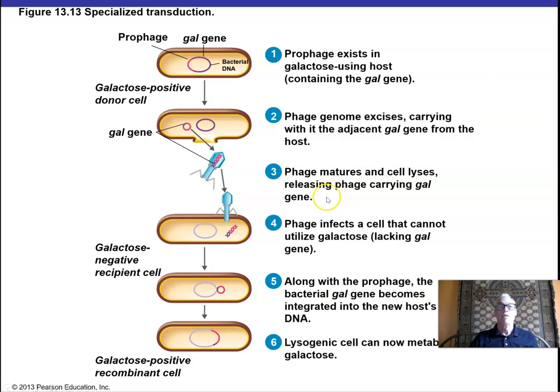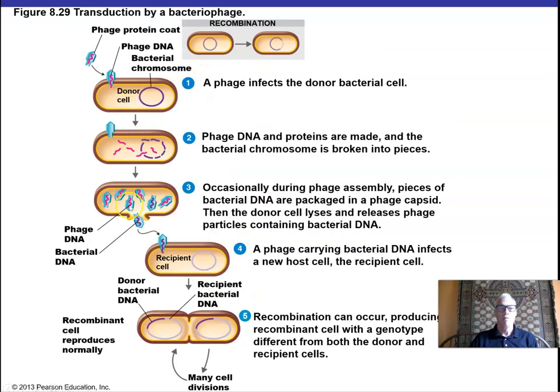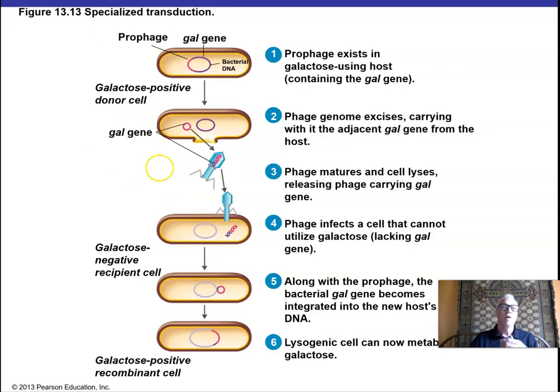Specialized transduction. Here we have a phage. A prophage means the phage genome has already been incorporated into the genome of the host cell, right? In the previous case, the phage genome was never incorporated into the host cell. It was just in there, got replicated, and then was used to transcribe and translate some proteins, make new phage. Here, the prophage is the phage genome incorporated right into the bacterial chromosome.